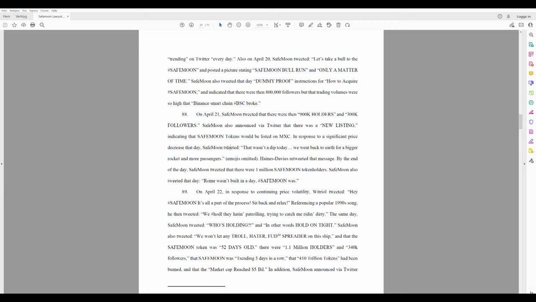Emojis omitted. Haynes Davis retweeted that message. By the end of the day, Safemoon tweeted that there were 1 million Safemoon token holders. Safemoon also tweeted that day, "Rome wasn't built in a day. Safemoon was."